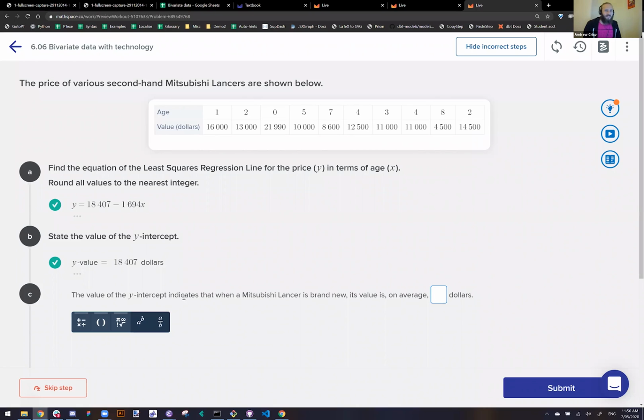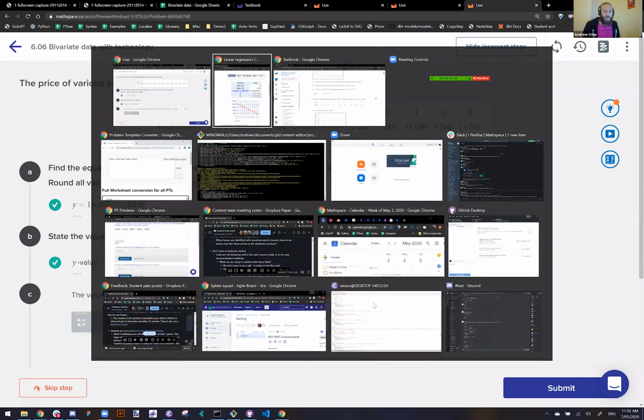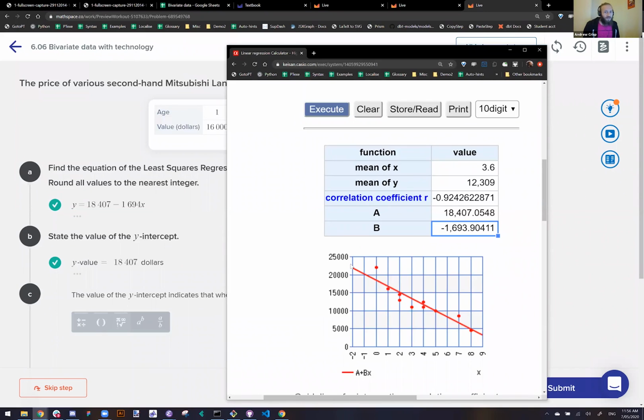The value of the y-intercept indicates that when a Mitsubishi Lancer is brand new, its original value is, on average, how many dollars? 18407. Now, of course, we already have one data point, which says that a Mitsubishi Lancer is 22 grand. That's just how much a new one costs. But we are not reading from the table, we are reading from the line. And you can see here that this is the brand new price, and this is the line that's going through it. You might start to think to yourself, this doesn't make a lot of sense.